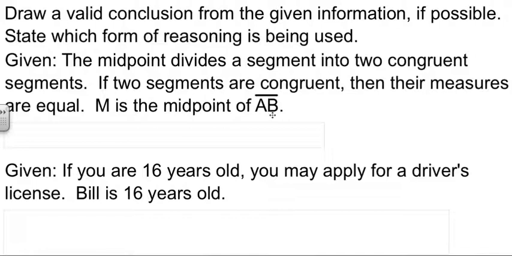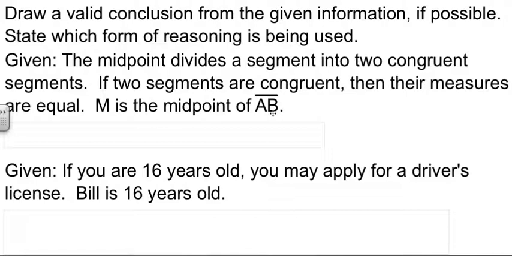Midpoint divides a segment into two congruent segments. We could write that as a conditional statement: if a point is the midpoint, then it divides a segment into two congruent segments. If two segments are congruent, then their measures are equal. That sounds a lot like syllogism. We have a hypothesis here of two congruent segments, and we had a conclusion involving two congruent segments. So that fits the law of syllogism.